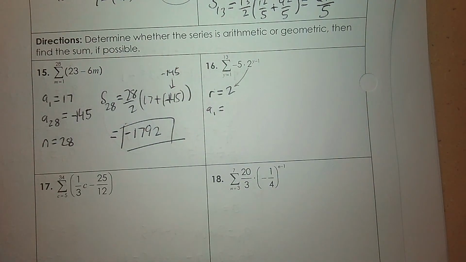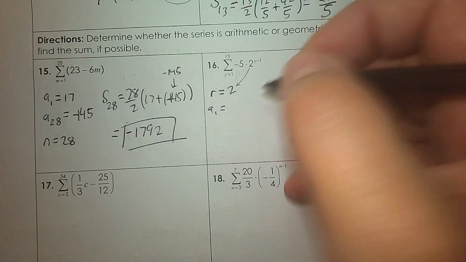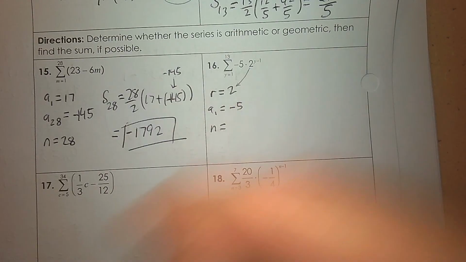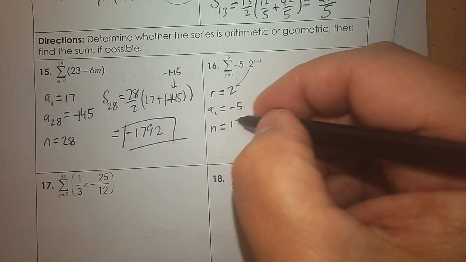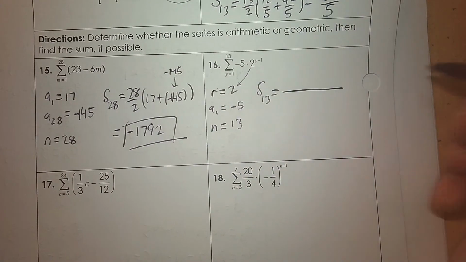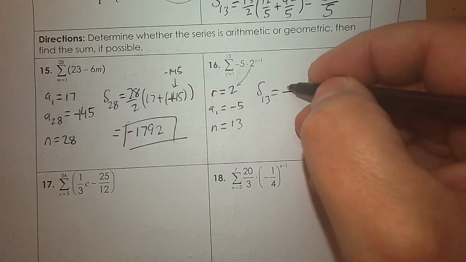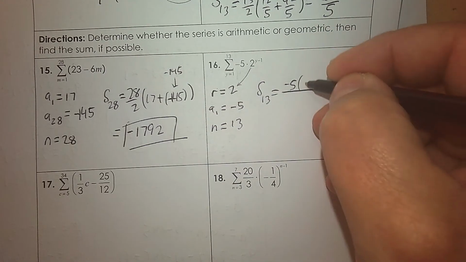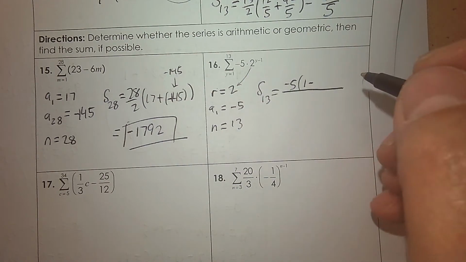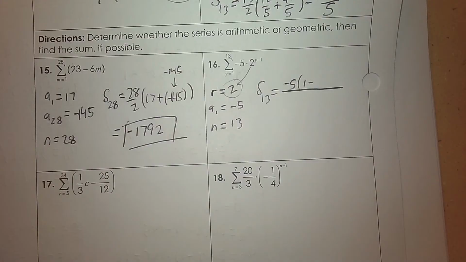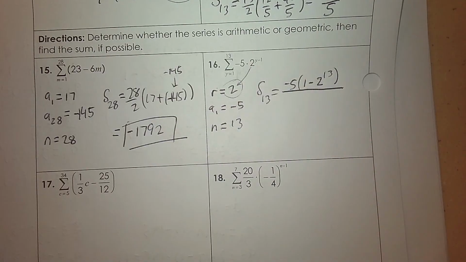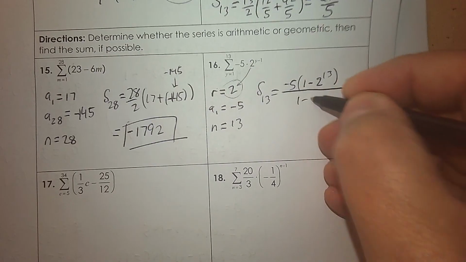Oh, it's negative 5. Yes, because 1 take away 1 is 0. 2 to the 0 is 1, right? And then the last thing I need to know is how many terms do we have? Now I need to know the formula to add up the first 13 terms. What should I write down, Clarissa? Negative 5. What do I put down? Oh, 2 to what exponent? To the 13. And then what goes in the denominator? 150. Perfect.